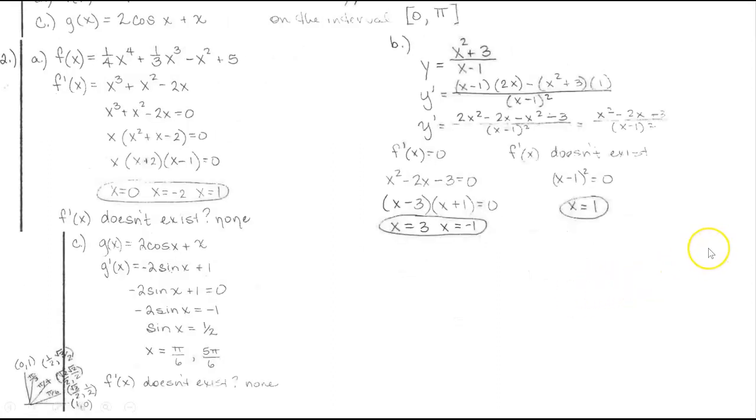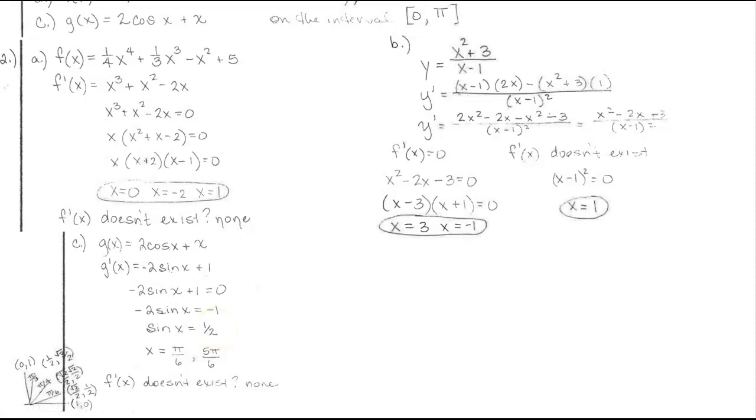All right, then for C, we had a trig function. So we had 2 cosine x plus x. So the derivative of cosine is going to be negative sine, so we'll have -2 sine x. Derivative of x is 1. So again, we're going to set the derivative equal to 0. So I'll subtract 1 from both sides and then divide by that -2. And I've got sine is equal to 1/2.